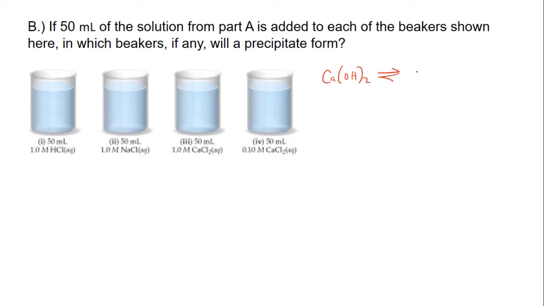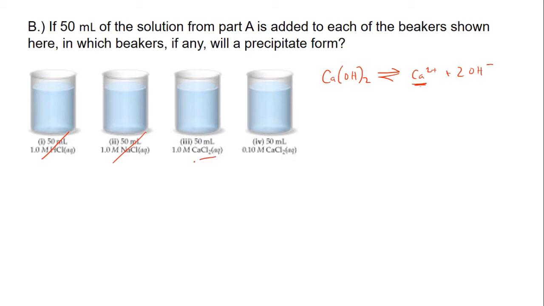Our equilibrium is calcium hydroxide breaking down into calcium and 2 hydroxides. So we want to look at something that has a common ion with calcium hydroxide. And so immediately, HCl, NaCl, we can cancel those out because we don't have any common ions.